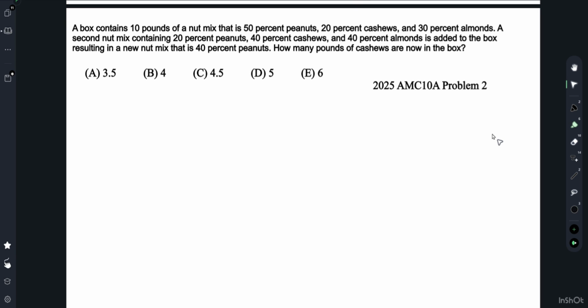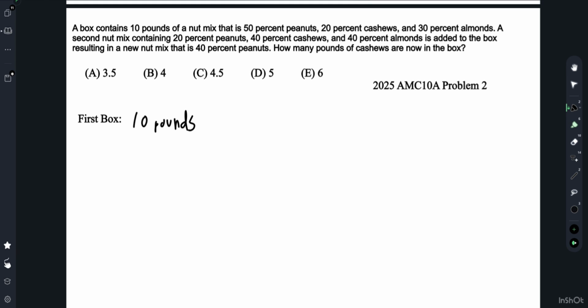Well, seeing this question, it's a lot of information coming at us and can be quite confusing. So let's break up each piece of information and express it in mathematical terms. So let's take the first box here. First box, it says there are 10 pounds of nut mix. So let's write it, 10 pounds.